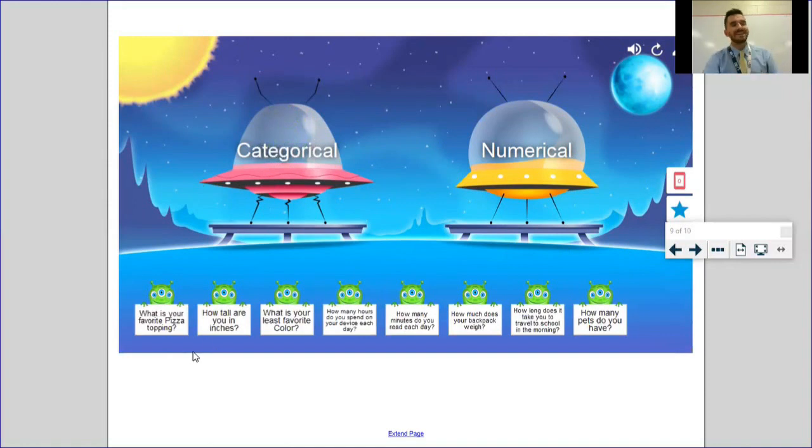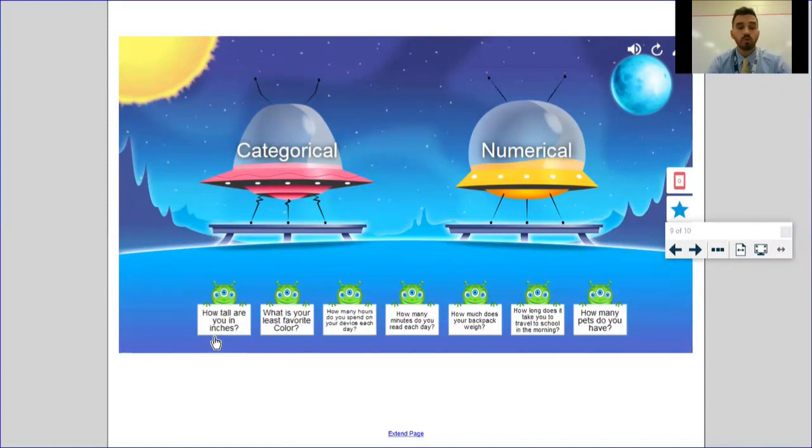Next, what is your favorite pizza topping? That would also be categorical. Do not call Domino's and say, hey, can I get a pizza with 7, 6, 12, and 15? Because they're not going to have any idea what you're talking about. Pepperoni and cheese, that's all you need.